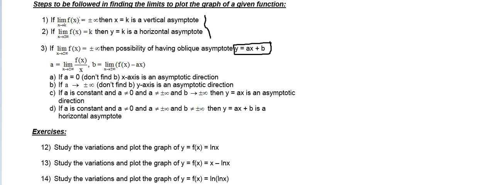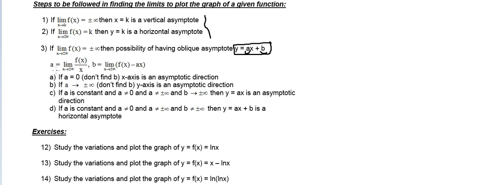Again, if the limit of f of x as x approaches a number is infinity, then x equals this number is a vertical asymptote, and if the limit of f of x as x tends to infinity equals a number, then y equals this number is a horizontal asymptote. Now, if the limit at infinity is infinity, then there is a possibility of having an oblique asymptote. The oblique asymptote is y equals ax plus b, so we have to go and find a and b.